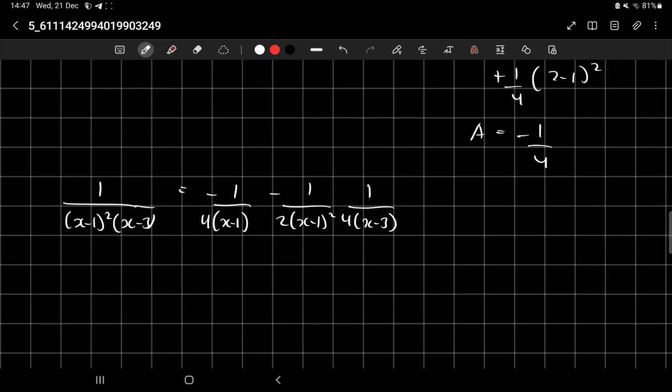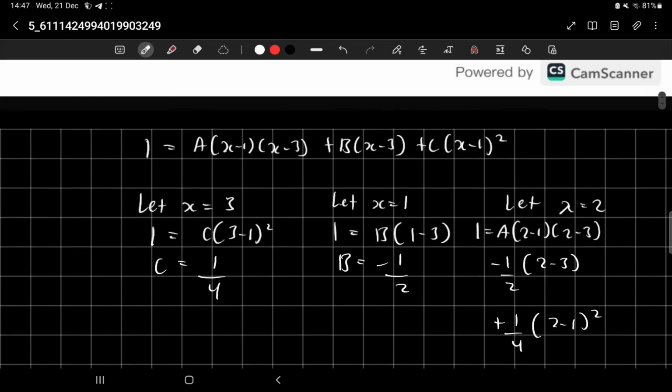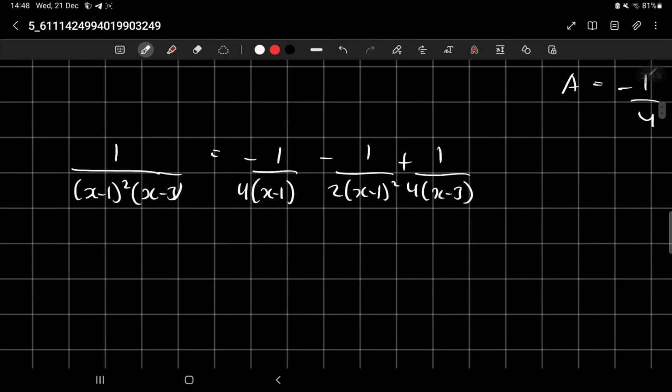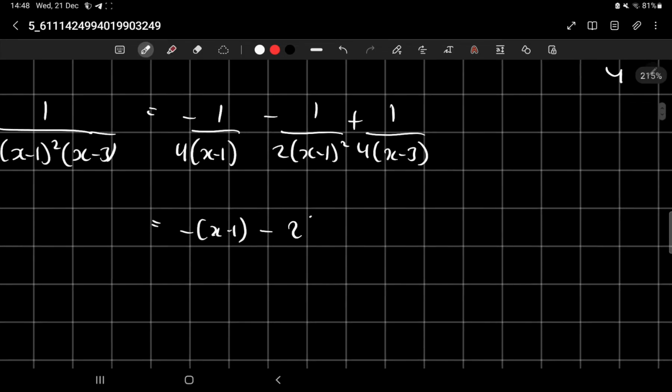Let me check a bit. So essentially, if I want that, I need to multiply 2 by (x minus 1). Oh yeah, I forgot my plus sign here. So let me show you what happens if I combine this to become a single fraction. Then essentially we should get negative (x minus 1) minus 2 times (x minus 3) plus (x minus 1) squared.